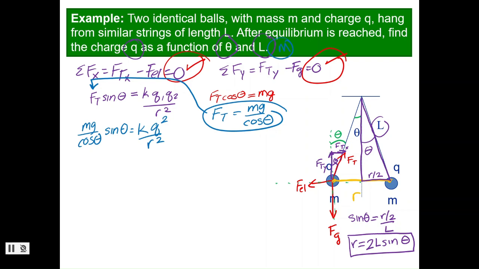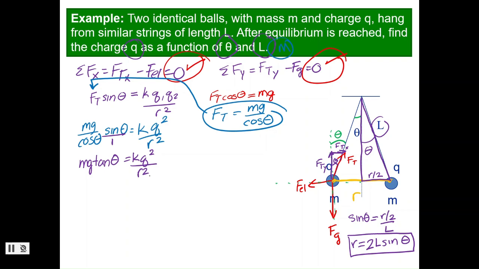So I'm going to save that for later, because right now it's squared, and I know because I've done this before that I can actually simplify this down a little bit so I don't have to get crazy with square roots and stuff. But I'm going to leave that right there. So I am looking for Q. So I do need to get Q by itself. I do notice here that I've got a sine on top and a cosine on the bottom. So I'm going to make that a tan. So I get mg tan theta is equal to k q squared over r squared.